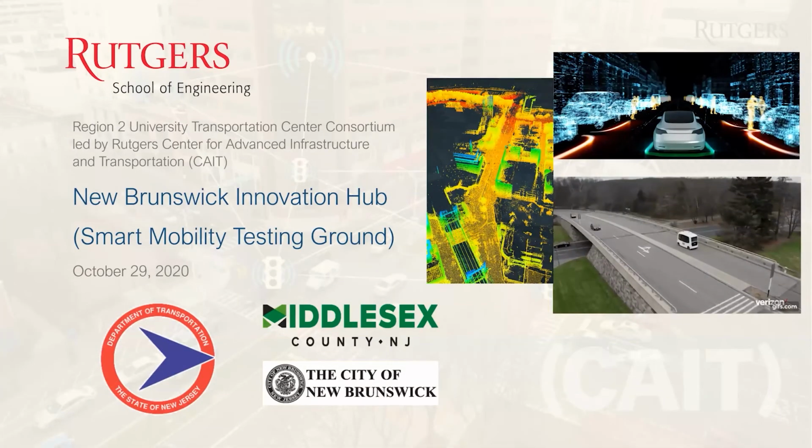Hello, everyone. I'm Peter Jin, an associate professor at Rutgers University. Today, we're going to present an effort that we have been planning since 2019. It's the New Brunswick Innovation Hub Smart Mobility Testing Ground Project. This is an idea proposed by Rutgers CAIT, and we're in collaboration with NJDOT, Middlesex County, and the City of New Brunswick towards the deployment, along with our industrial partners Verizon and Iteris.